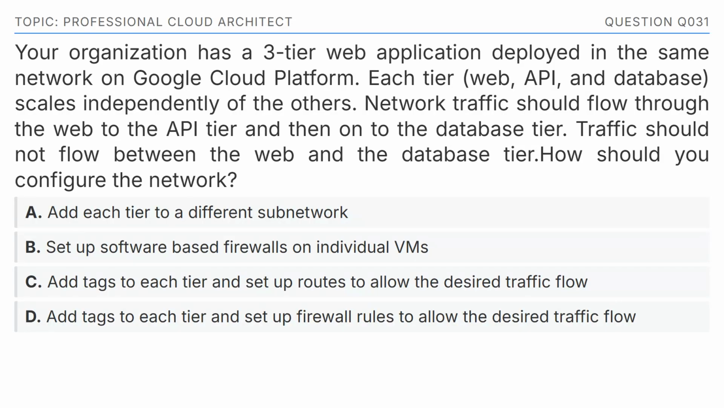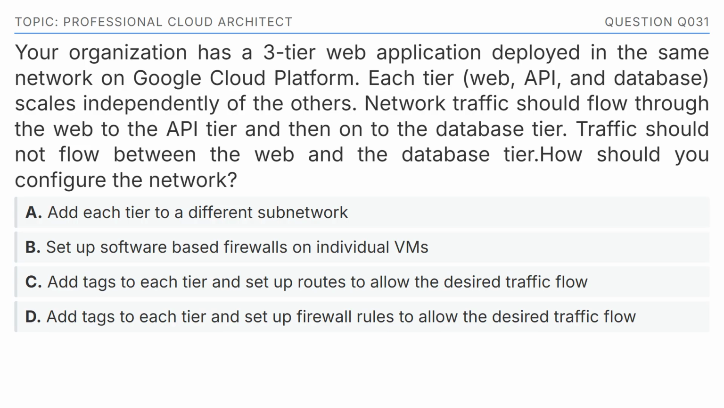Your organization has a 3-tier web application deployed in the same network on Google Cloud Platform. Each tier, web, API, and database, scales independently of the others. Network traffic should flow through the web to the API tier and then on to the database tier. Traffic should not flow between the web and the database tier. How should you configure the network?